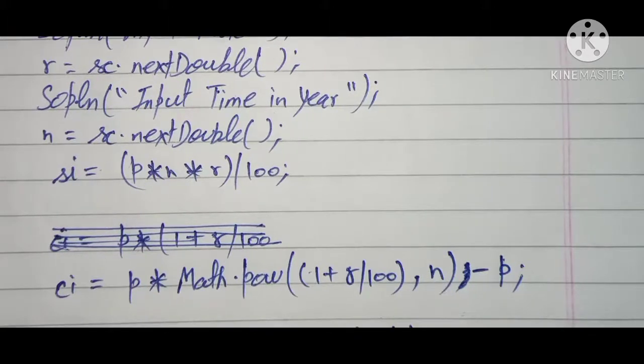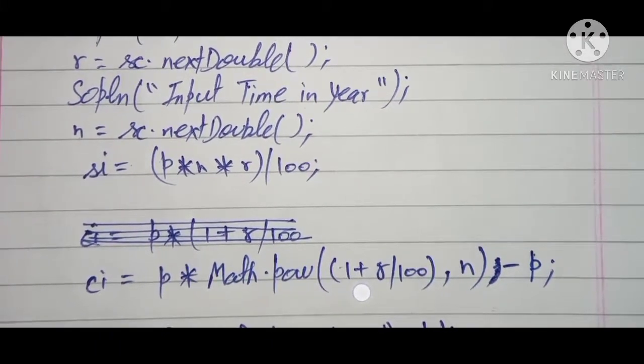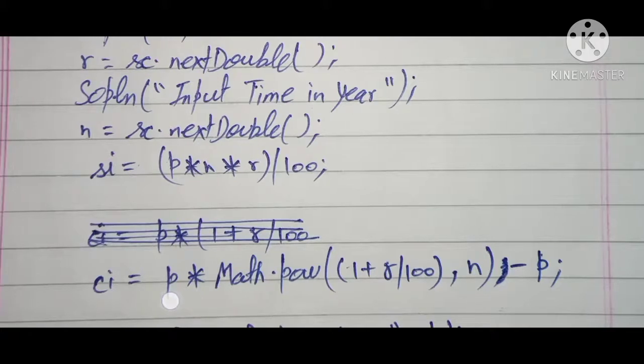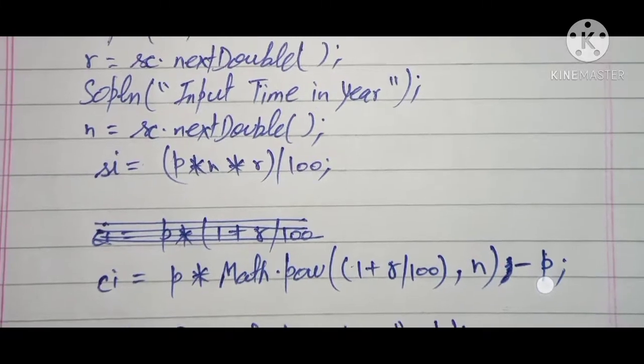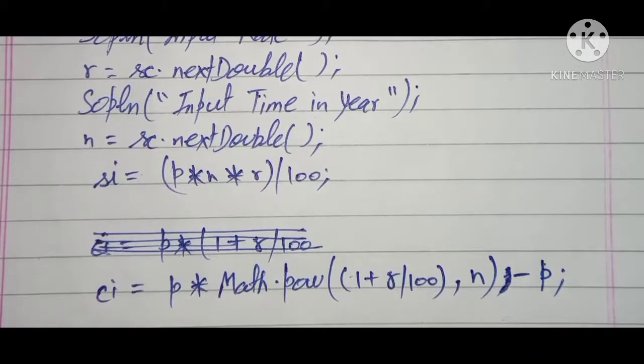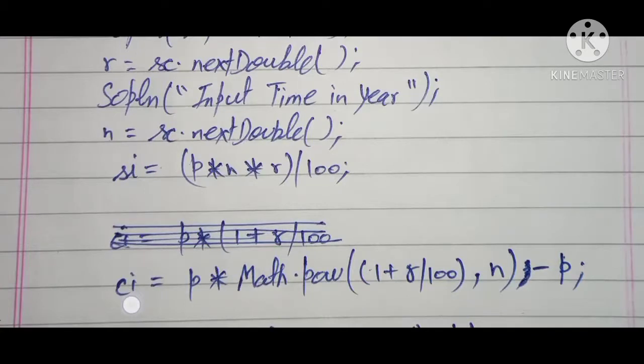This whole math.pow will calculate 1 plus R by 100 to the power N. This is again multiplied by P, and after getting the whole value, we have to subtract the principal amount. I have told you this point already. This P into 1 plus R by 100 to the power N will calculate your final amount, and after getting the final amount we have to subtract the principal amount. Using this subtraction we have our CI, it means compound interest.